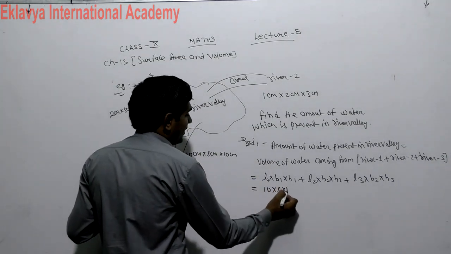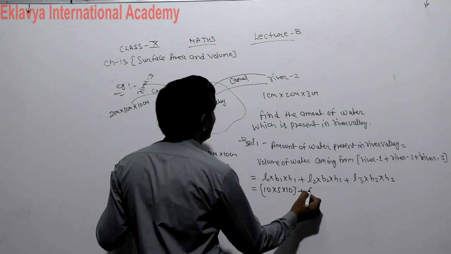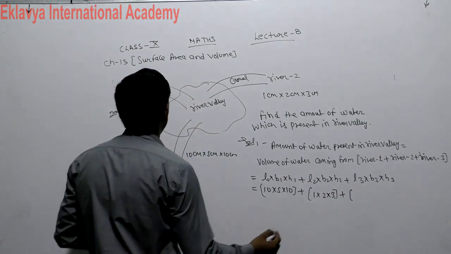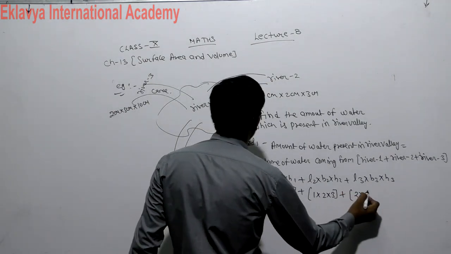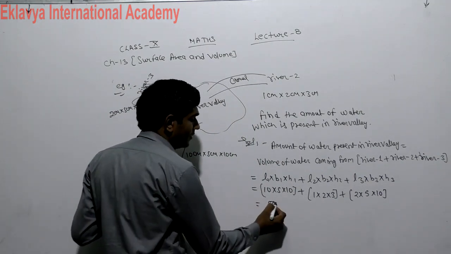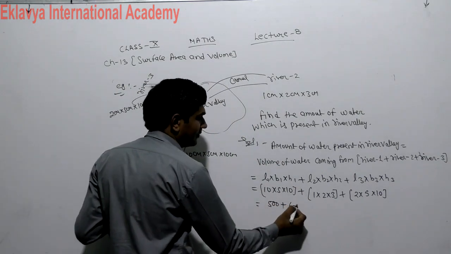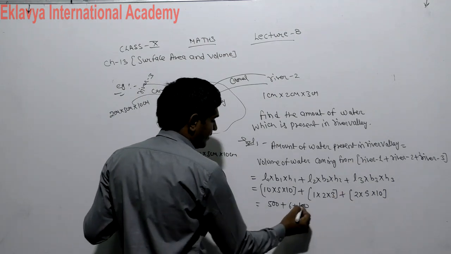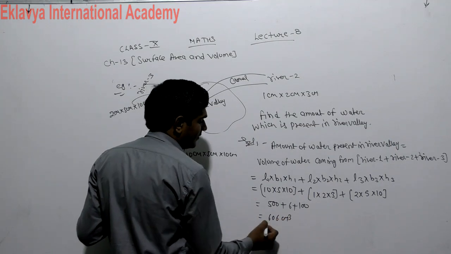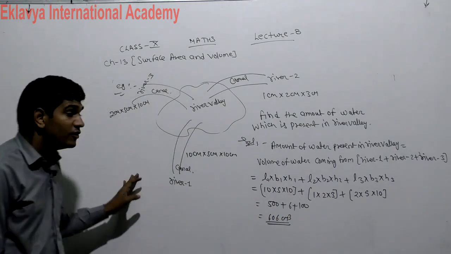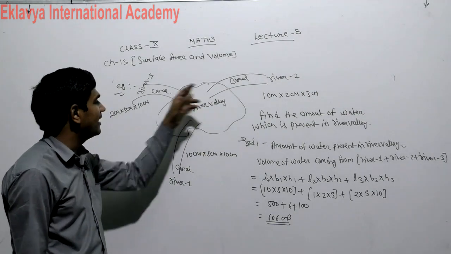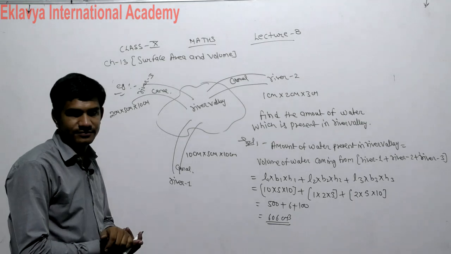10 multiply 5 multiply 10. For river second, 1 into 2 into 3, and for river third, 2 multiply 5 multiply by 10. Now simplify. 500 plus 6 plus 100, that will come 606 centimeter cube. Understand? So that is the total amount of water which is present in the river valley.